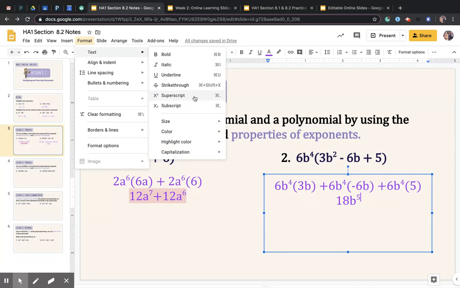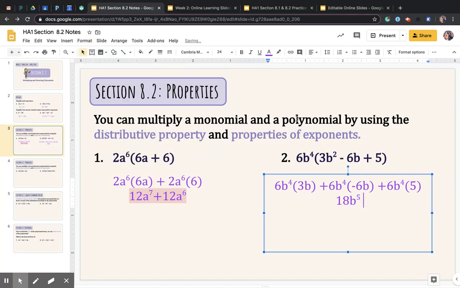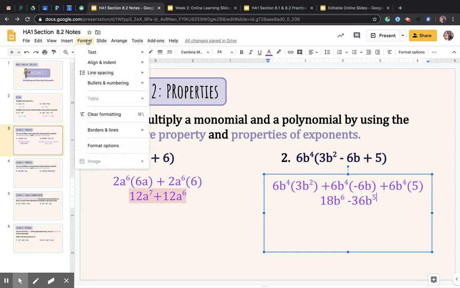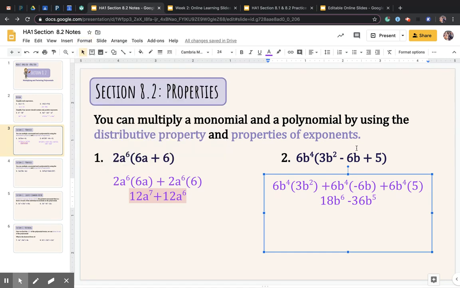Then looking at that middle one, I have 6 times negative 6, which gives us negative 36b. And then I have, you know what I just noticed? This is supposed to be b to the 2nd, and that changes it to b to the 6th. Sorry, guys. So then here, this is going to be b to the 5th, because I have b to the 4th and just a b. And then lastly, 6 times 5 gives us 30, and then b to the 4th stays. So there is our answer for that one.